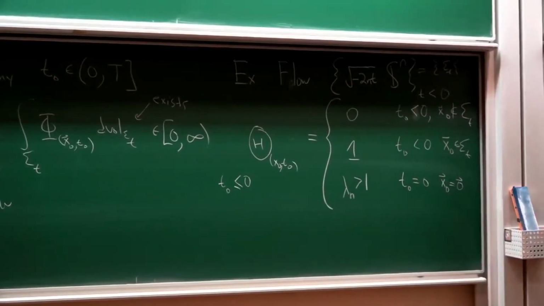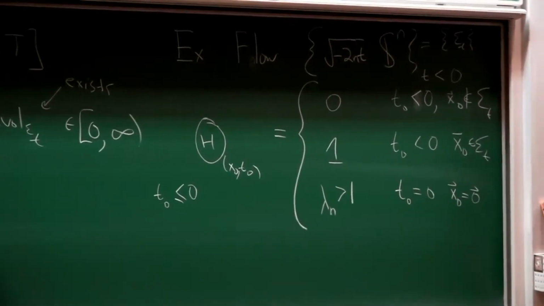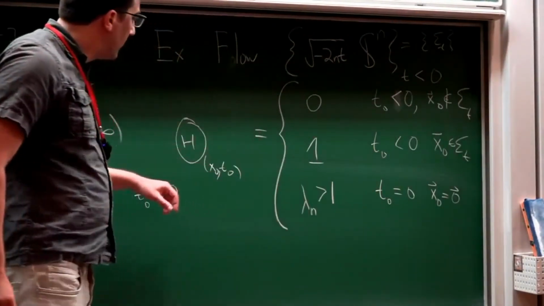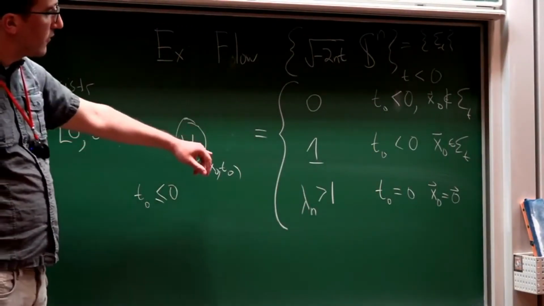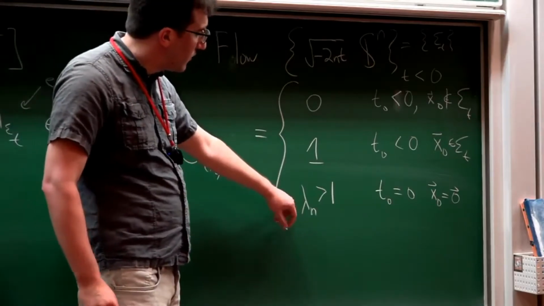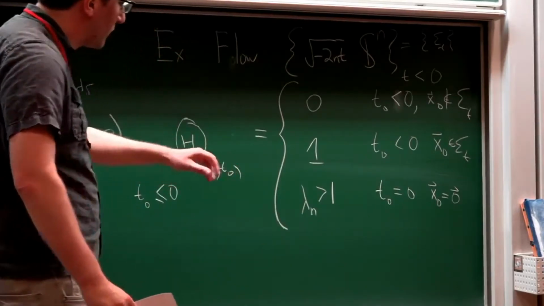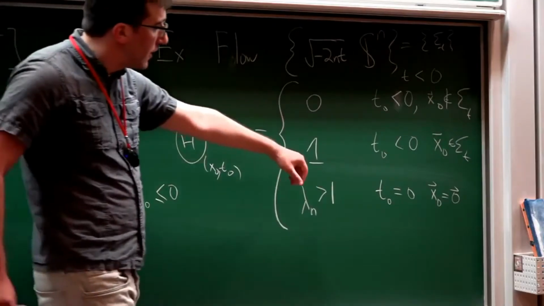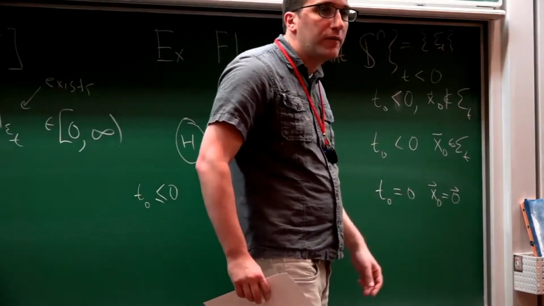Right, so at the singular point, the density is strictly bigger than 1. In other words, this density detects the singular points by the points where the density is bigger than 1. Another remark, you might notice from this definition, is that it's 0 if t0 is equal to 0 and away from the origin.